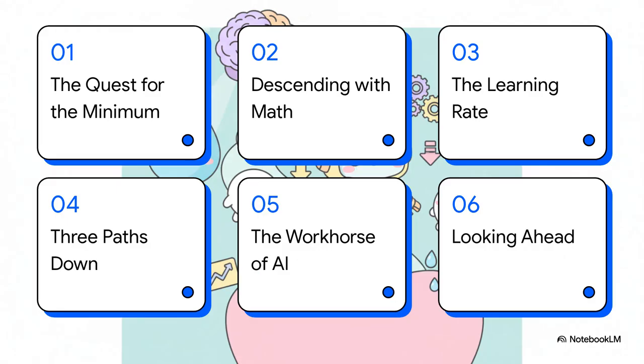So here's our game plan. We'll start with the big idea, then get into the math behind it. We'll look at something called the learning rate, which is absolutely critical. Then we'll explore the three main ways to get down the mountain, and finally, we'll see why this one algorithm is such a huge deal for AI.